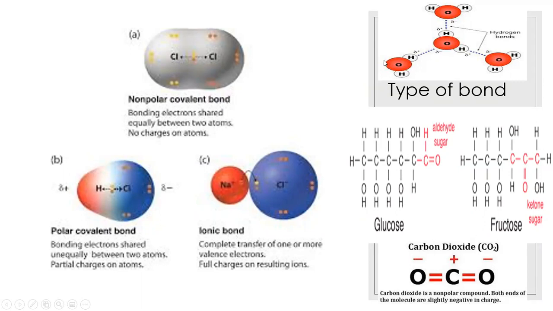Here is the sugar. Look at the sugar. This CO is polar, but the bond between C and H is non-polar. So we have a very highly polar end. That's why in the sugar we have a polar end and a non-polar end. Here again, this C double bonded with oxygen is very polar. And CO2, we did talk about that.